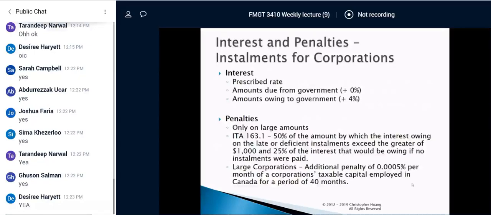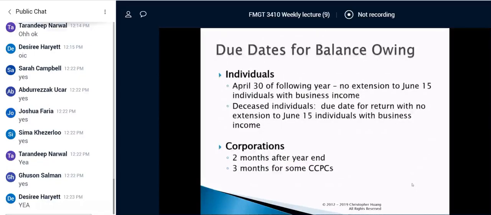So the due dates are really important for determination of penalties. The due dates for balance owing are totally dependent on just affecting interest. And again, as I said before, for most corporations, you have 2 months to pay your final tax bill, even if you have a filing deadline that's 6 months after year end. If you're a CCPC, you get a little bit more time. You get 3 months. Okay.